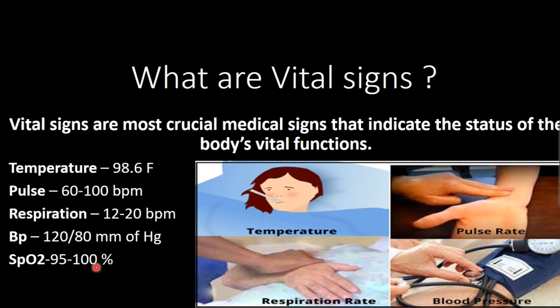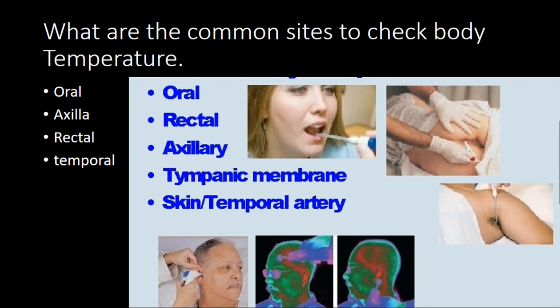Next is, what are the common sites to check the body temperature? These are oral, axilla, rectal, and temporal. You can see here: oral, axilla, rectal, and temporal.